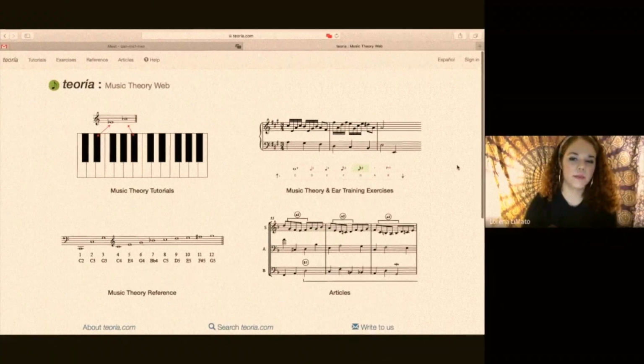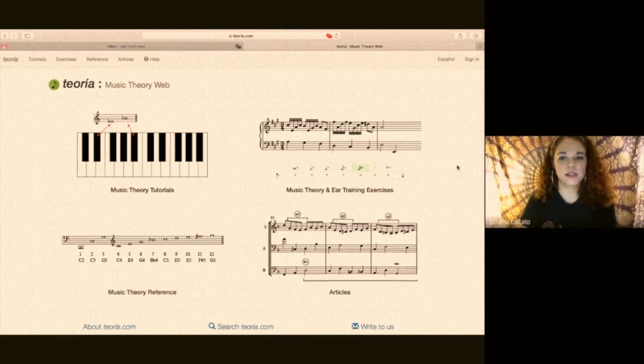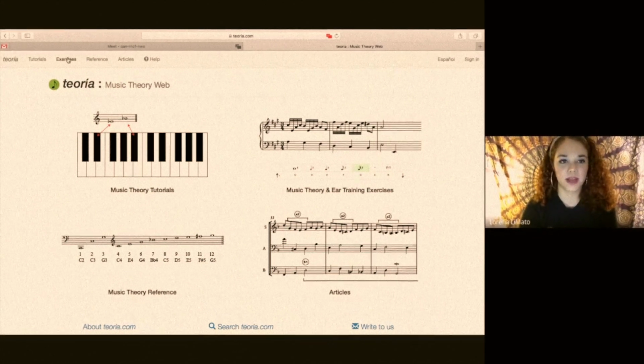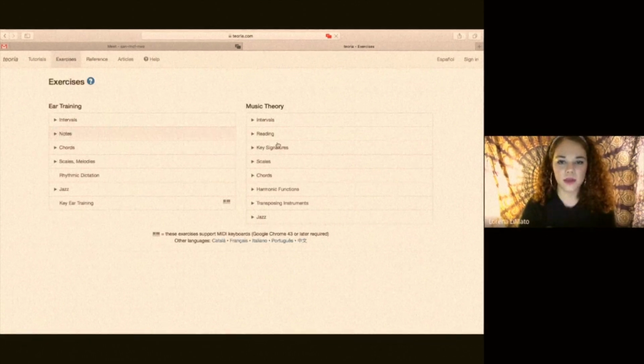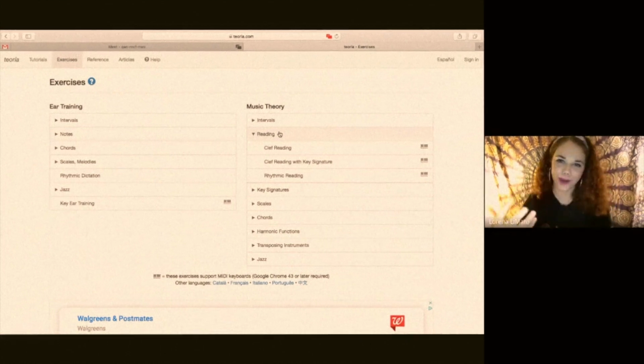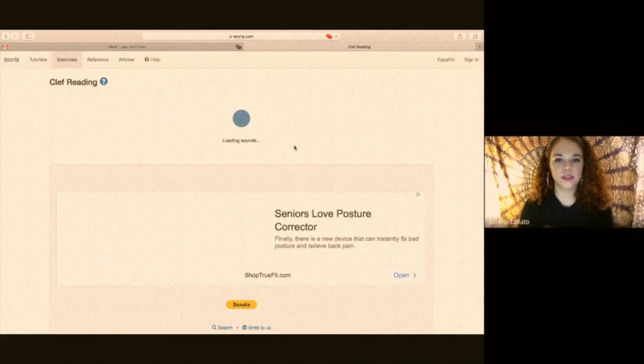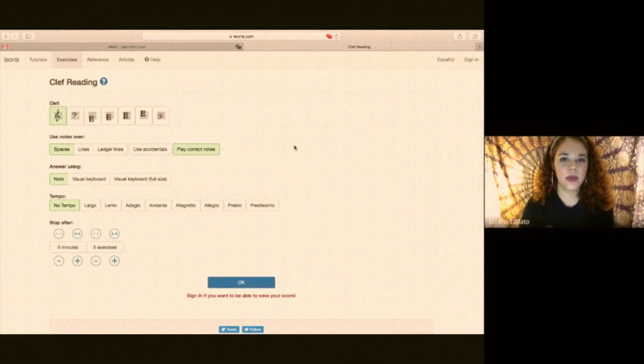So this is the website. Basically what it does is it has several different exercises and activities that you can do to practice various aspects of music. So for example, what I usually do with my kids, I take them to exercises and then I take them to reading. This is what we do first with them because they are 4th grade and they are kind of figuring all this out for the first time. So what I've been doing is clef reading. This is a way that they can practice in real time being able to read different notes on the staff, and it's randomized every time.